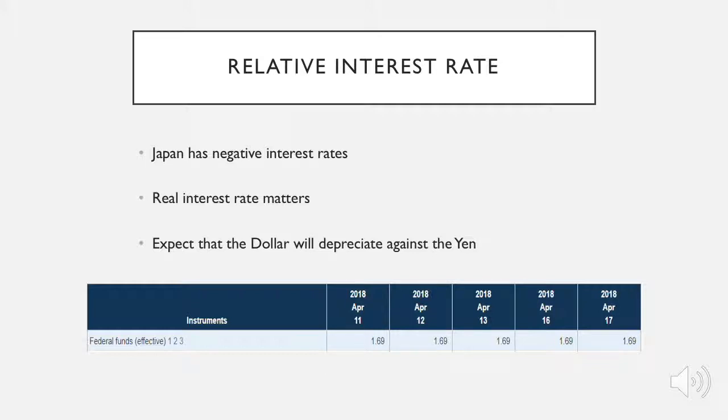On the assumption that real interest rates are constant across countries, a nation with a high nominal interest rate must also have high inflation. With that theory in mind, it is likely that the US dollar will depreciate against the yen.